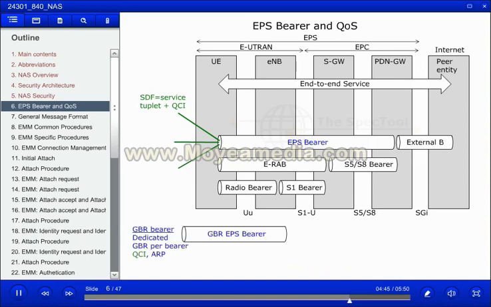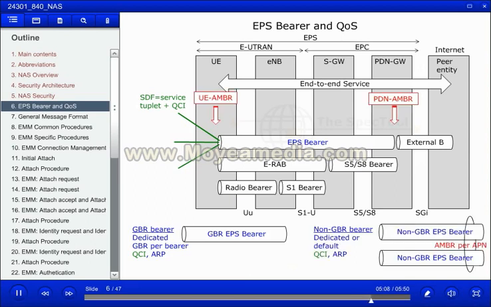GBR, Guaranteed Bitrate, the bitrate that can be expected to be provided by a GBR bearer, defined per EPS bearer and only valid for GBR bearers. AMBR, Aggregate Maximum Bitrate, limits the bitrate for all EPS bearers belonging to the same PDN. Only valid for non-GBR bearers.